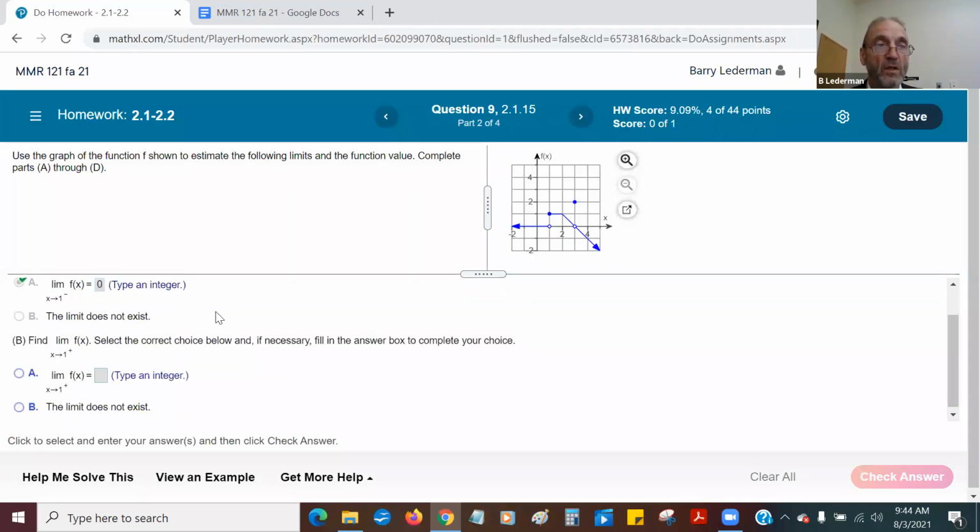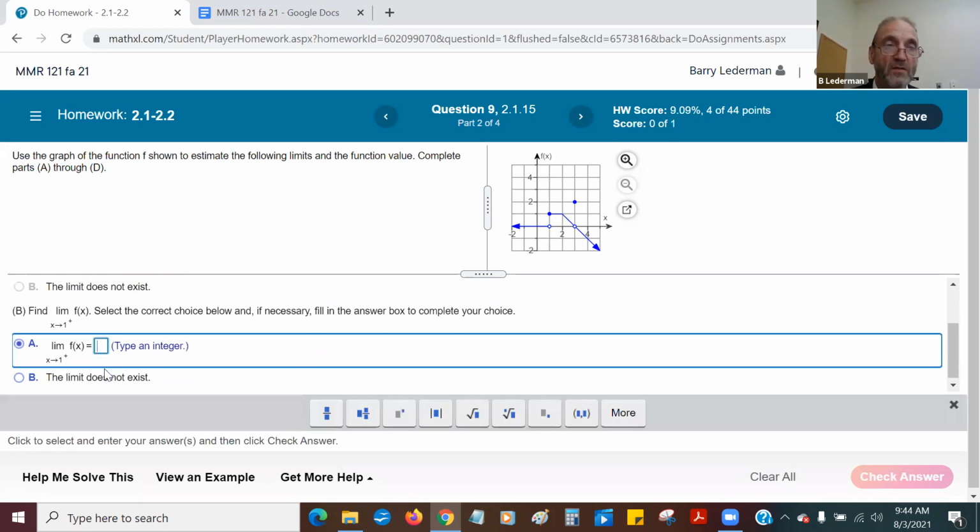Okay. Now this is what if I approach 1, the number x equals 1, from the positive direction. Well, if I approach from the positive side, the y values are all 1. So as I approach the positive side, it equals 1.